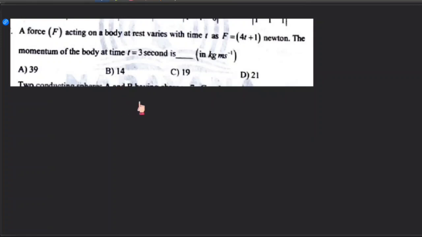Since the basic formula of Newton's second law can be written as F = ΔP/Δt, or you could also say F = dP/dt, guys. Therefore from here you could say dP = F dt. This can be written as impulse. So if you just integrate it, you will get the answer.